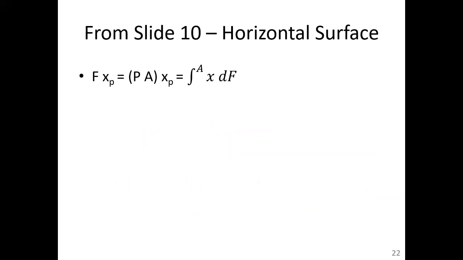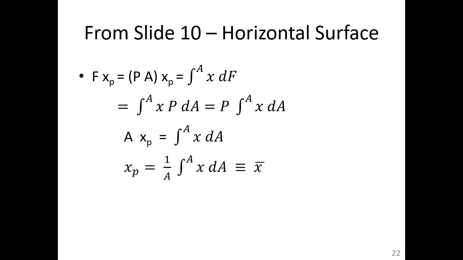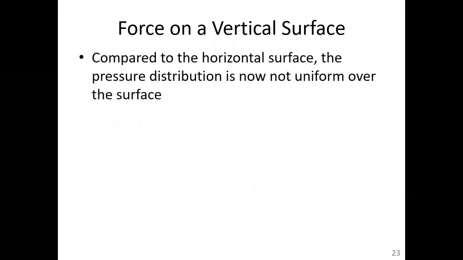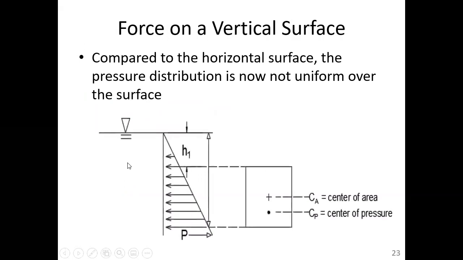So from slide 10 today, this is what we found: that the force on the surface is equal to the weight of the fluid above, and we can identify that that force is acting at the center of the area because we had a uniform load. That was the horizontal surface. So now what I want to do is just qualitatively talk about what's different if it's not a horizontal surface anymore. So let's just look at a vertical surface.